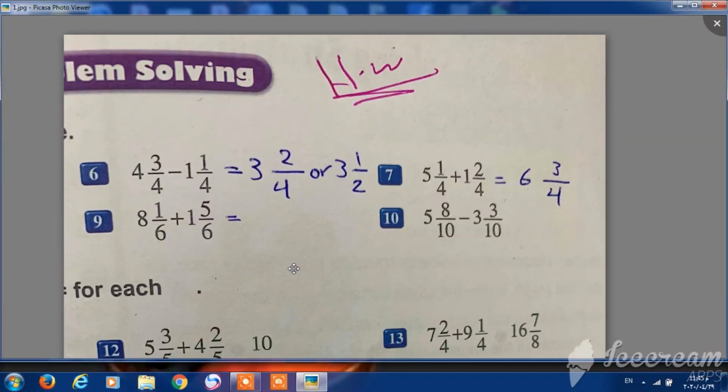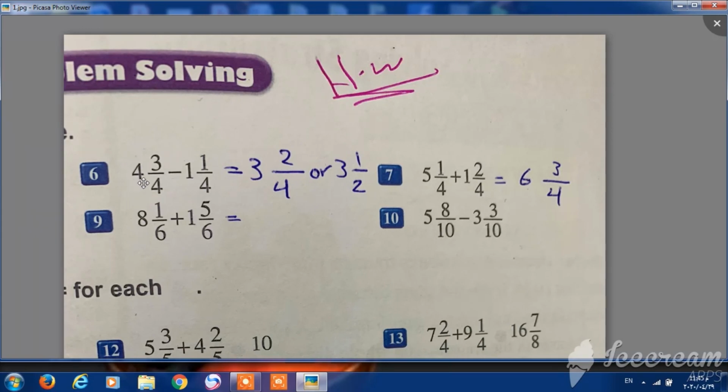Today I'm going to review chapter 9. Before we start, I would like to talk about the previous lesson to remember. We talked about how we can add and subtract mixed numbers, and we have two homeworks, number 6 and 7, page 177. Let's do them together.